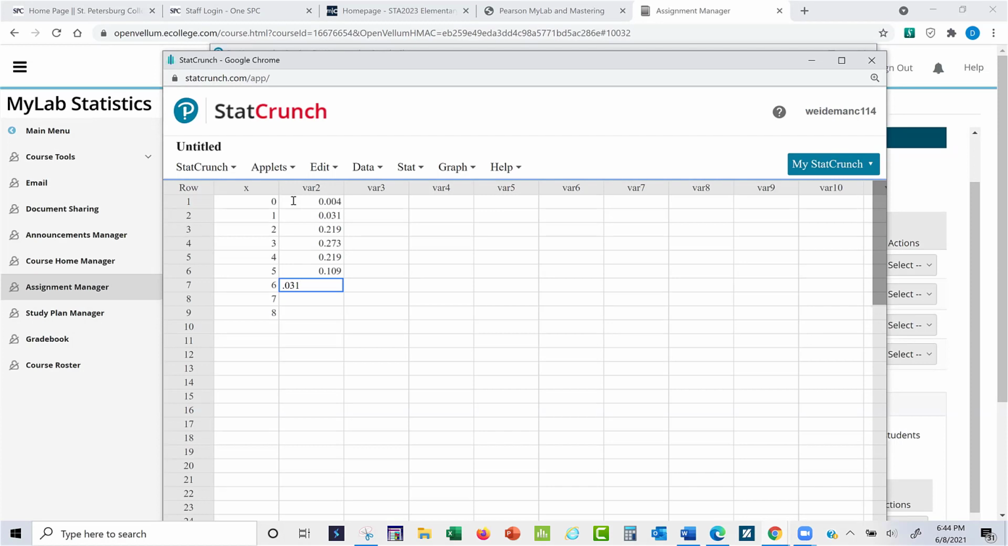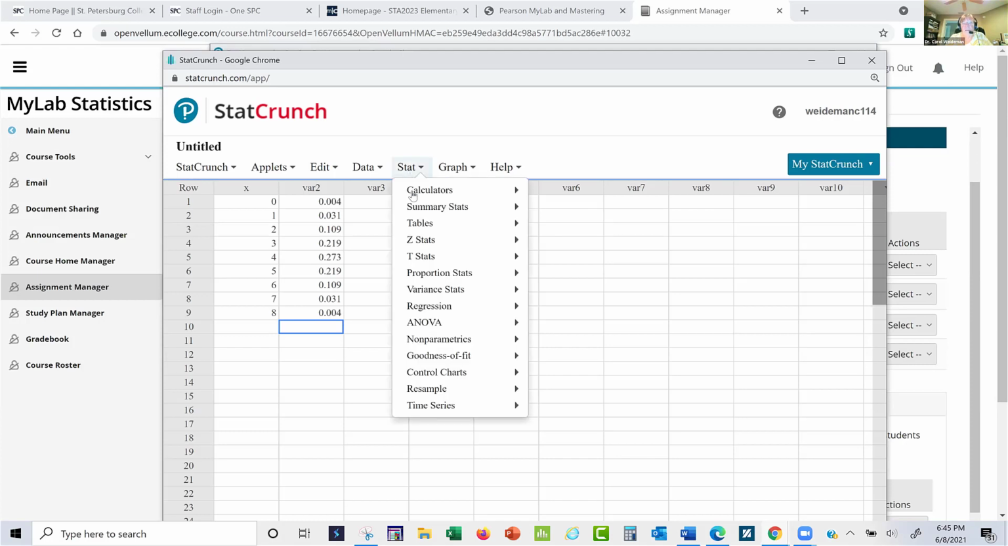I'm off by 1. So let me see, what did I miss? 31, 109. Oh, I missed 109. Let me get back up. 0.109. Then 0.219, 0.273, 0.219. If you notice, this is totally symmetric, actually. And then 0.109, 0.031, and then 0.004. If you notice, it starts at 0.004, goes up to 0.273, and then it comes back down with the same probabilities.